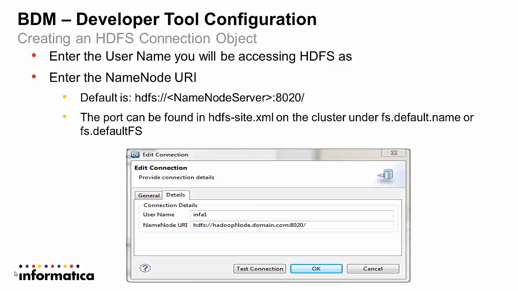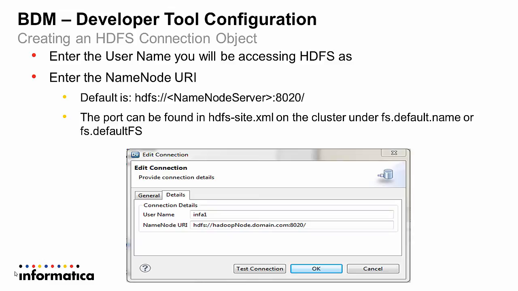In the developer tool, I need to create a couple of connections, right? One would be the HDFS connection, and one would be the Hive connection, and these are the two connections primarily that I would use. And what we've introduced in BDM is a Hadoop connector. So we'll walk through that as well.